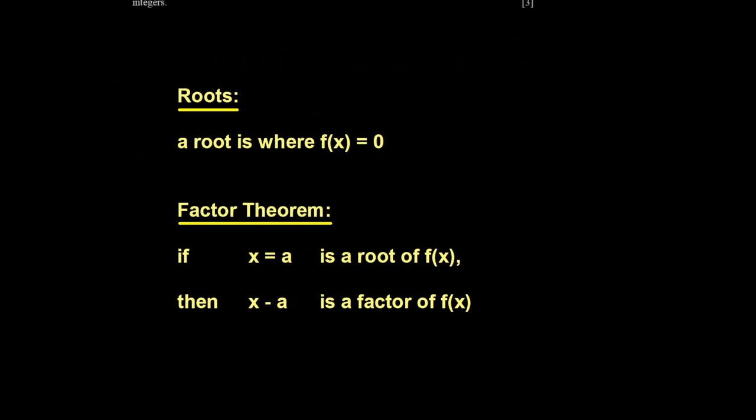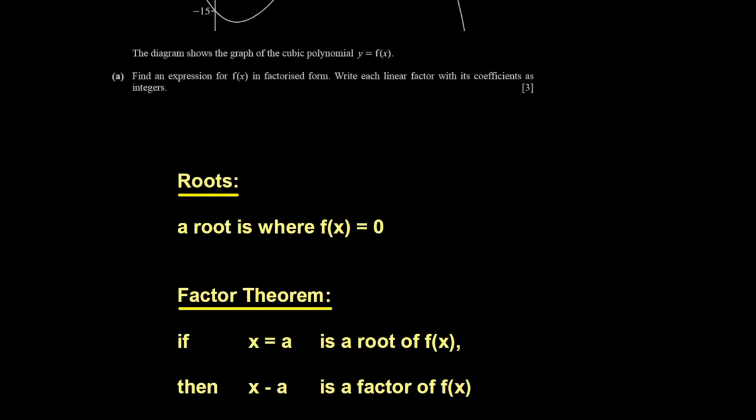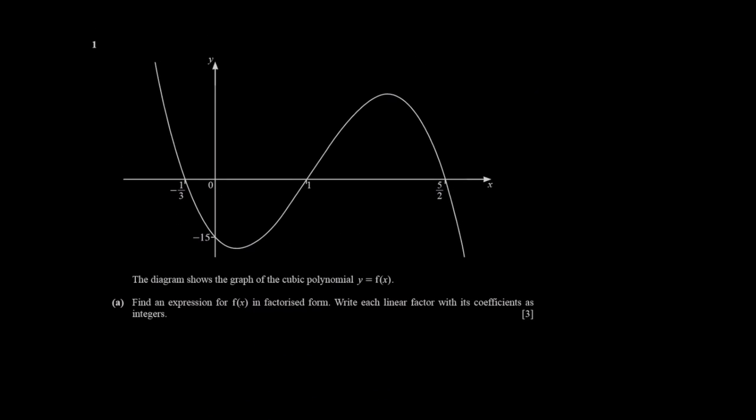Well, then the second thing is, what is the factor theorem? The factor theorem states that if a is a root of f of x, then x minus a will be a factor of f of x. For example, if 2 is a root, x minus 2 is a factor. If 5 is a root, x minus 5 is a factor. And if negative 1 is a root, then x minus minus 1, which is x plus 1, will also be a factor. So what we can do is we can go up and we say our roots are negative a third, 1, and 5 upon 2.